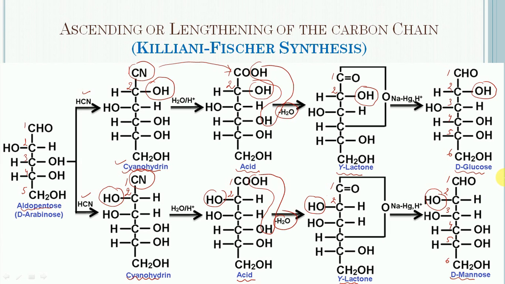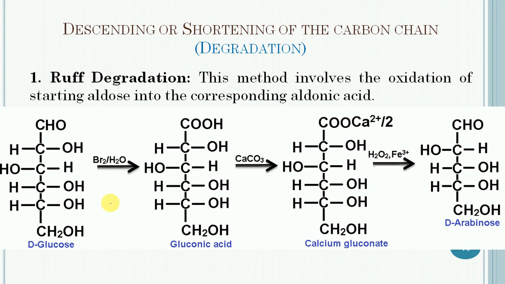So it is the ascending or lengthening of the carbon chain, in which aldopentose is converted into D-glucose and D-mannose. So it is the Kiliani Fischer synthesis. Next topic is descending or shortening of carbon chain. An aldose may be converted into a lower aldose containing 1 carbon atom less as compared to the starting aldose. The carbon chain may be shortened by 2 methods.